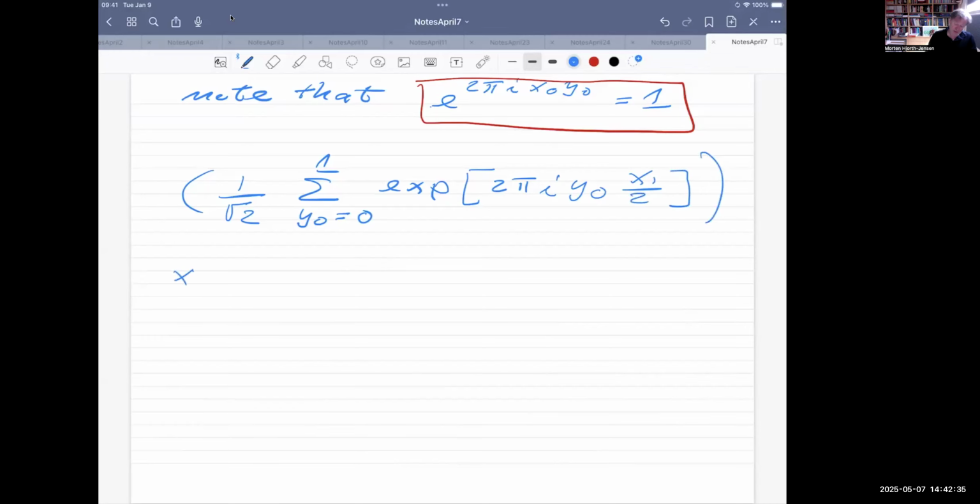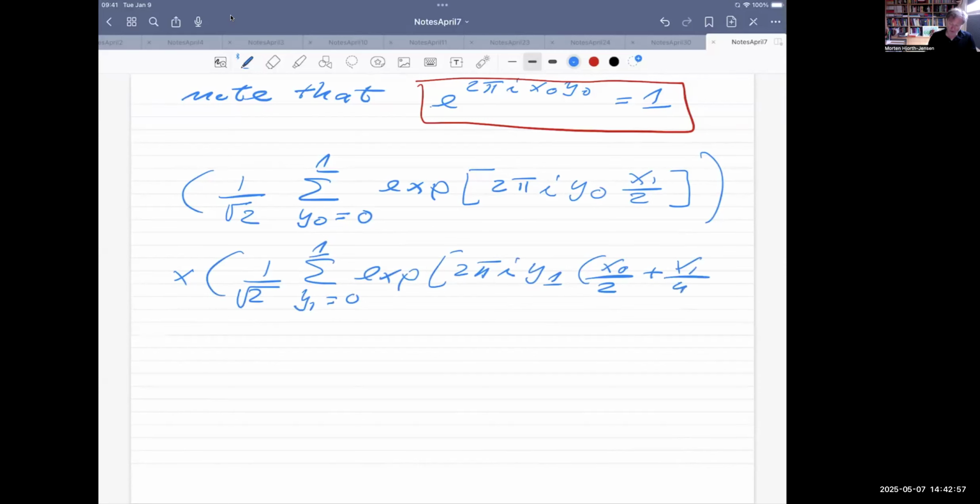This is multiplied with 1 over 2 square root of 2. And then I have y1 equals 0 to 1. And then I have the exponential of 2 pi i times y of i multiplied with x0 divided by 2 plus x1 divided by 4. And this is finally multiplied with y0 and y1. And just remember now that these two are actually y0 tensor product with y1.